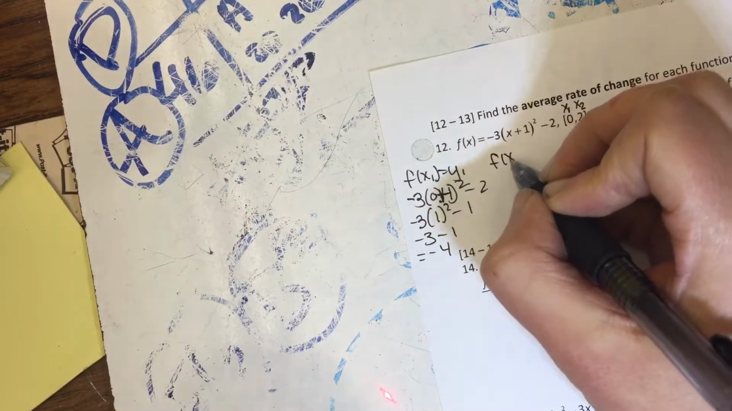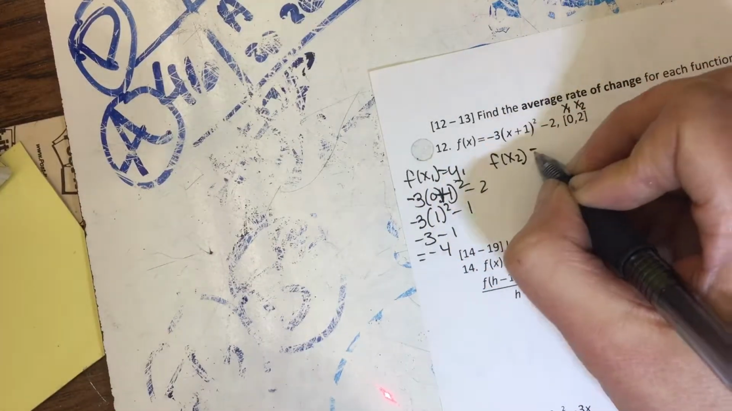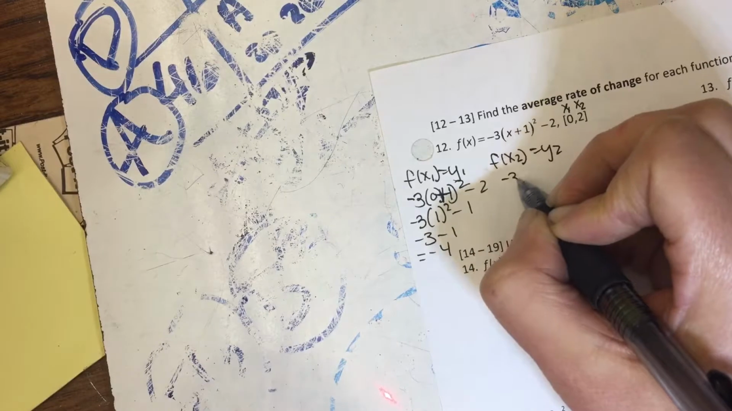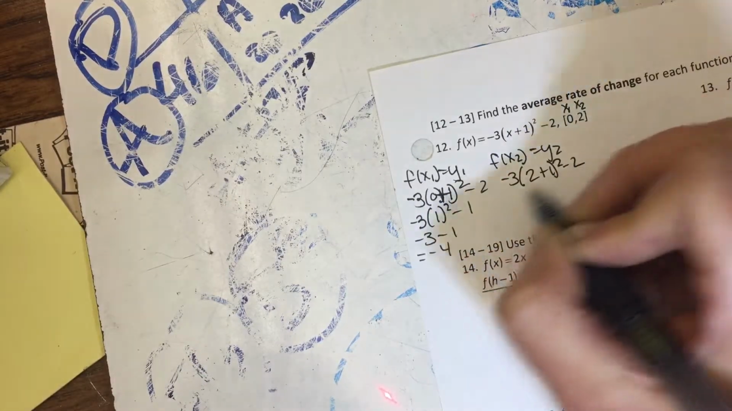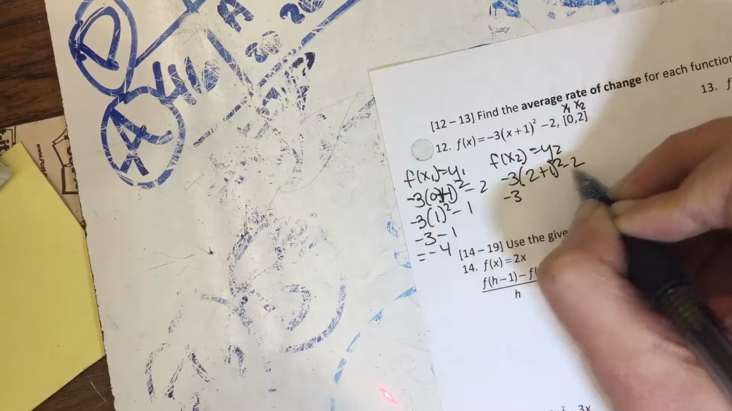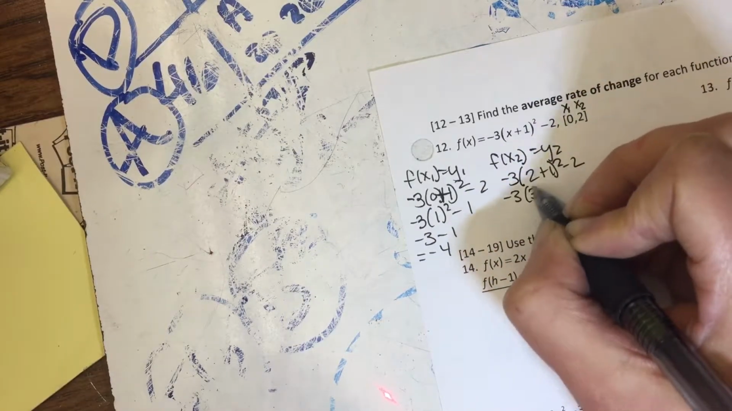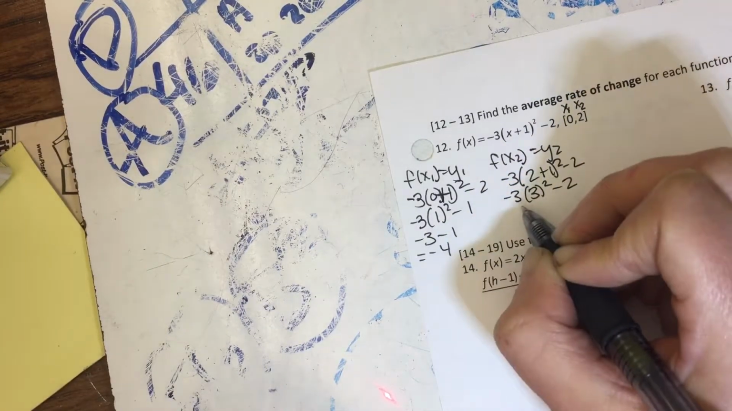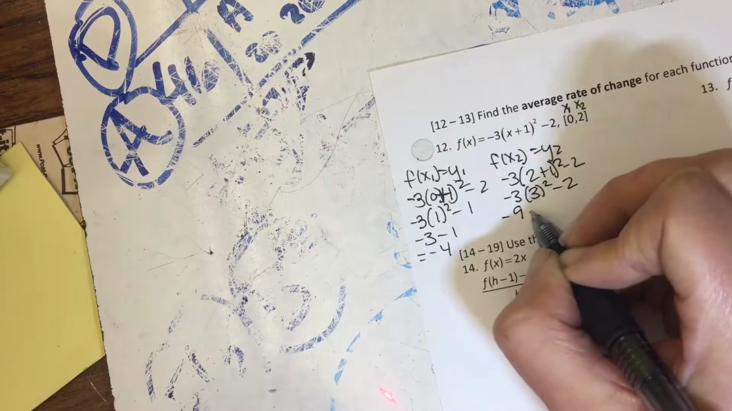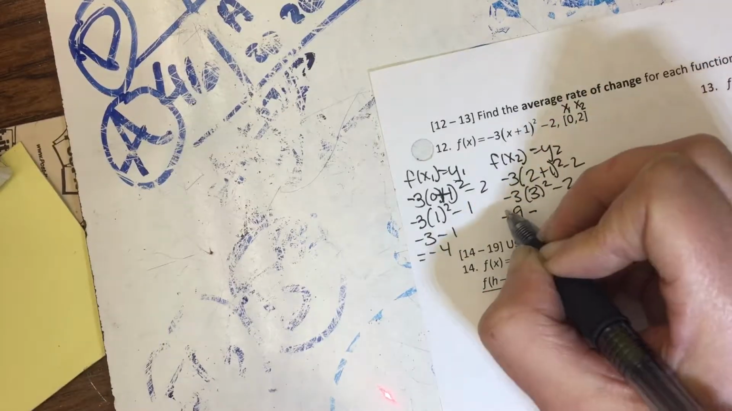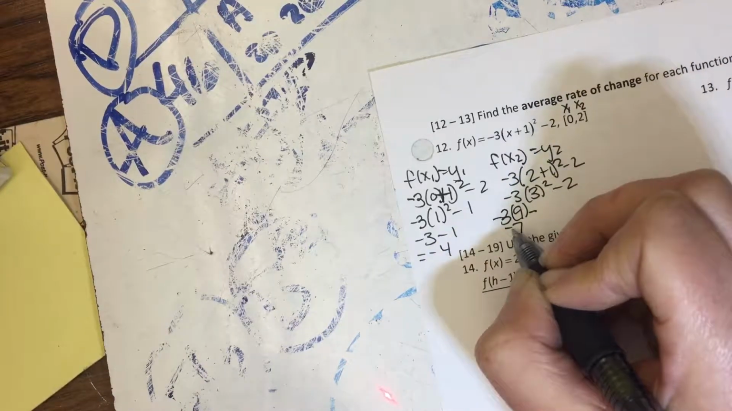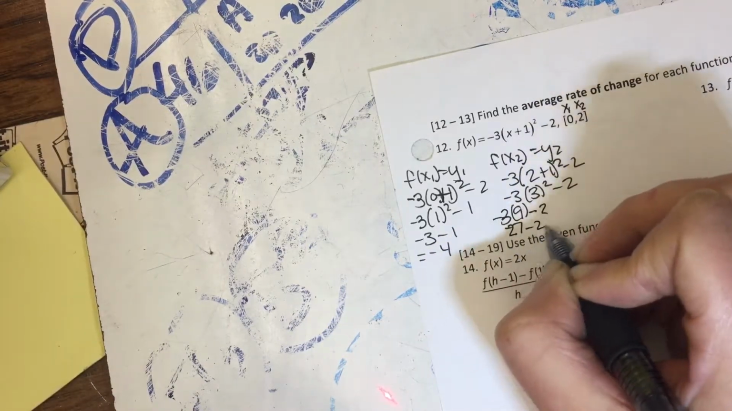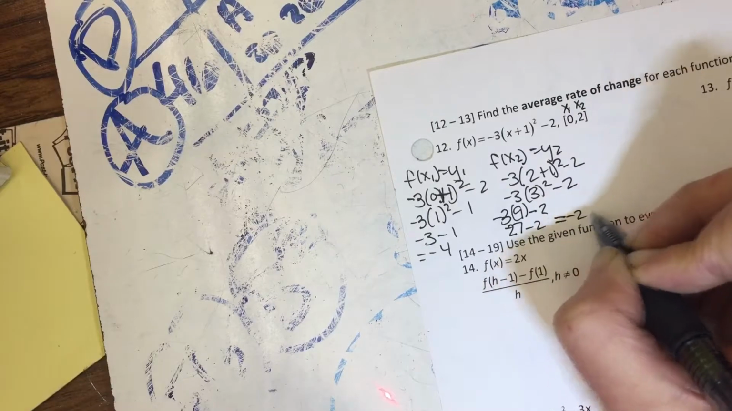Okay, and then if I plug in the x2, which is 2, I'll get y2. So that'd be negative 3 times 2 plus 1 squared minus 2. That would be 2 plus 1 is 3. 3 squared is 9. Negative 3 times 9 is negative 27, minus 2 is negative 29.